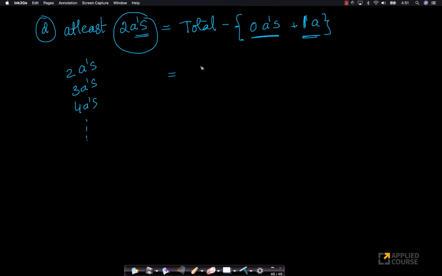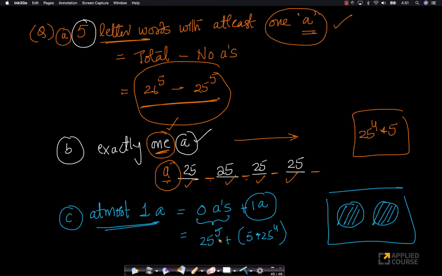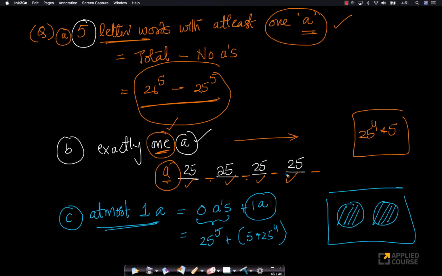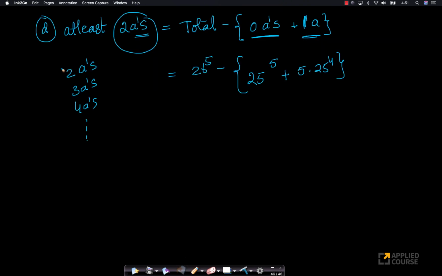So what is the total now? Total is 26 power 5. We have seen 0 A's is 25 power 5. What is exactly 1 A? 5 into 25 power 4. Again, we computed this here, right? Exactly 1 A is 25 power 4 into 5. So if you want at least 2 A's, which means 2 A's, 3 A's, 4 A's, any number of A's, that will be total minus, of course, with repetitions, 0 A's plus 1 A. Okay, this is a very simple thing.